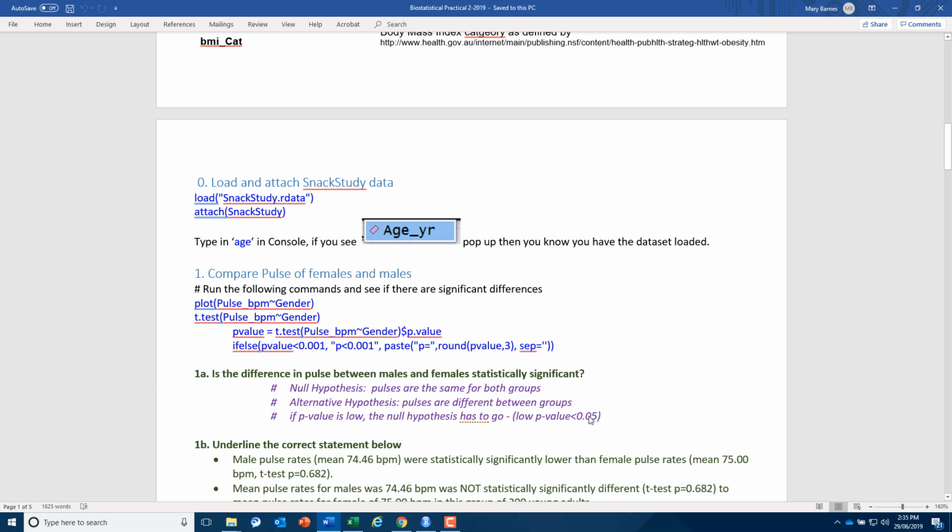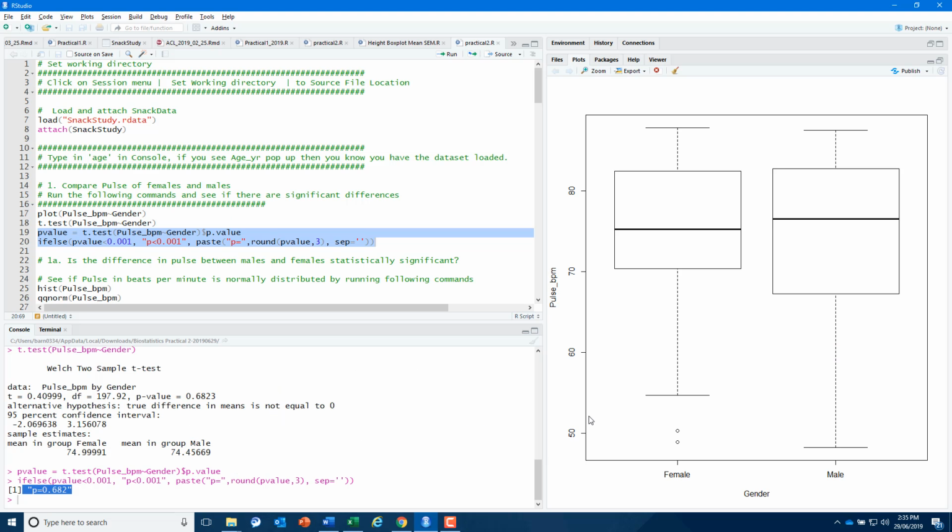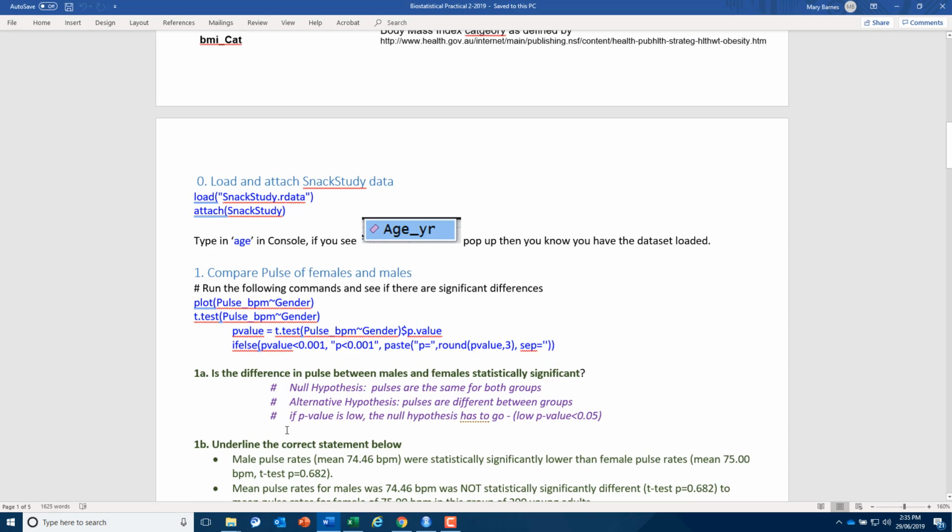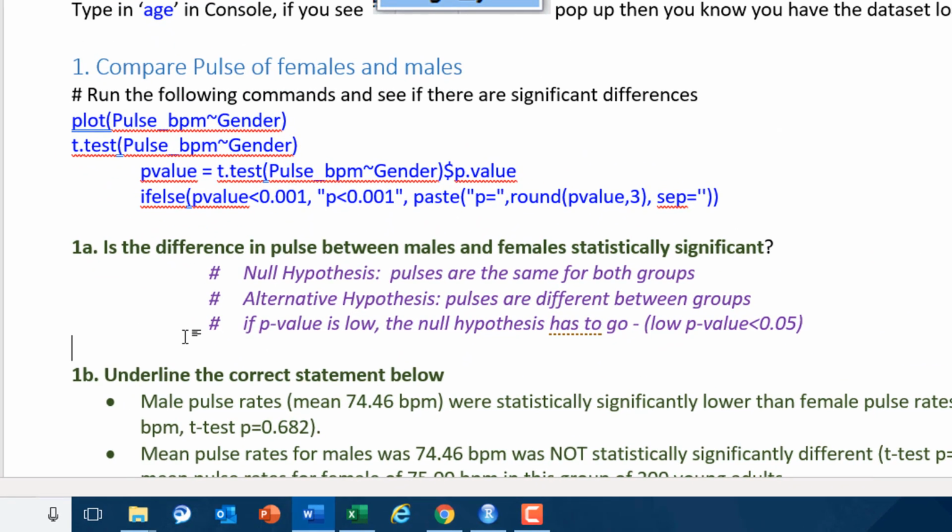Let's come back to R to remember what that was. Our p-value was 0.682, either over here or printed out for you here. So our p-value is not low, so our null hypothesis cannot go. So we conclude that there are no significant differences in gender. So you can just put that in your Word document.